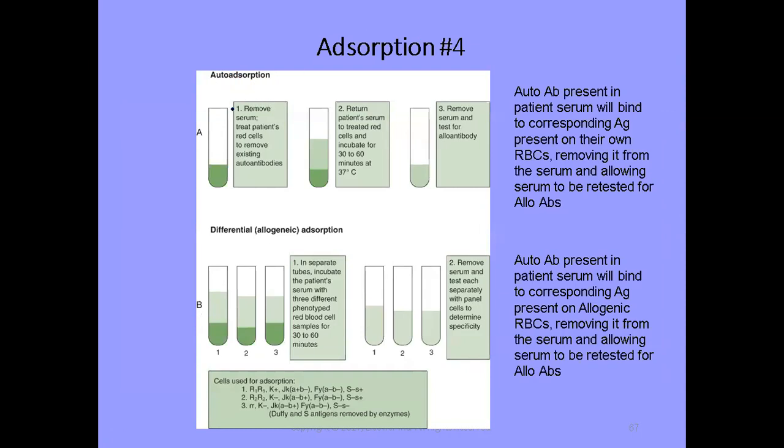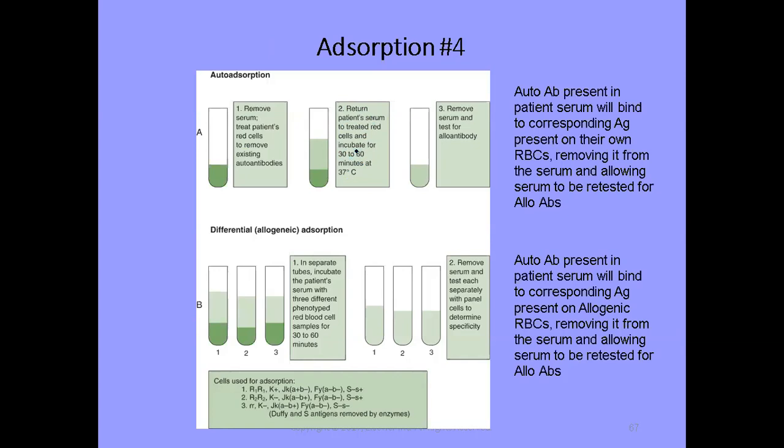So firstly, we remove serum. We treat the patient's red cells, just like we did in the last picture, to remove any autoantibodies from the patient's red cells, okay? And we're going to return the patient's serum to the treated red cells that no longer have the autoantibody attached, and we're going to incubate them 30 to 60 minutes. Remember, these are warm reacting at 37 degrees.